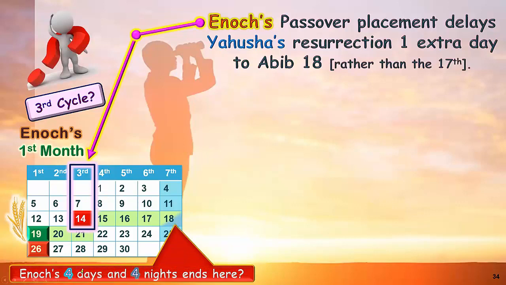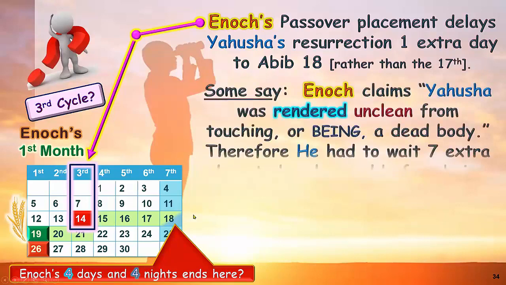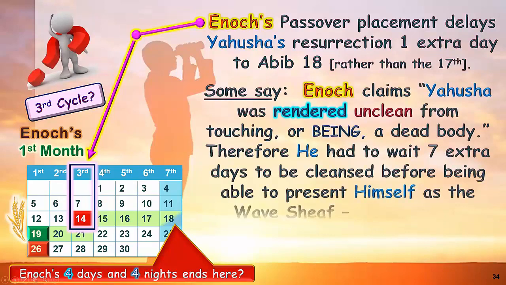Enoch's 4 days and 4 nights ends here, because we know Yahusha arose on the Sabbath, on the 7th day Sabbath. So that is 4 days and 4 nights up to here. Yet the scriptures say 3 days and 3 nights. So how does Enoch justify this discrepancy? Or can he? Maybe he just ignores it.